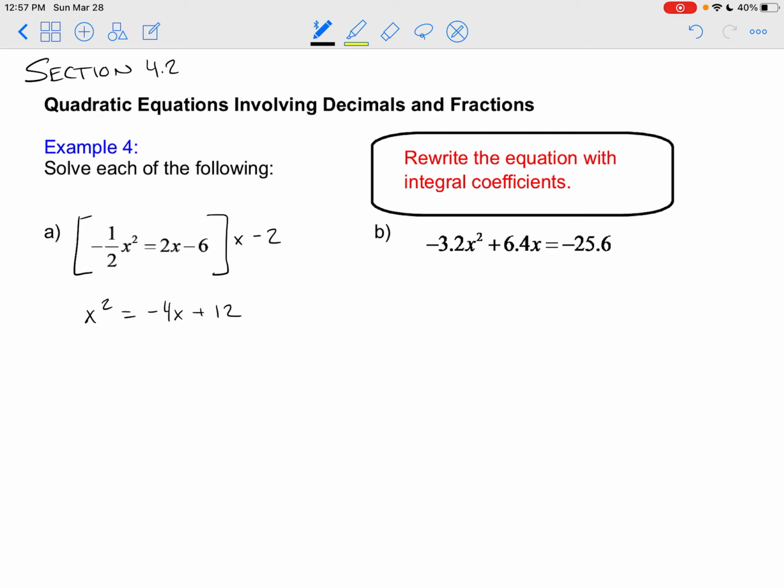Now I'm going to move everything on our right-hand side of the equation, this minus 4x plus 12, over to the left. So we have a quadratic equation that equals 0. So we'll move things over and change their signs, or add the opposite to the other side, however you prefer to look at it. But this will give us x squared plus 4x subtract 12 equals 0. So now we can factor this as normal.